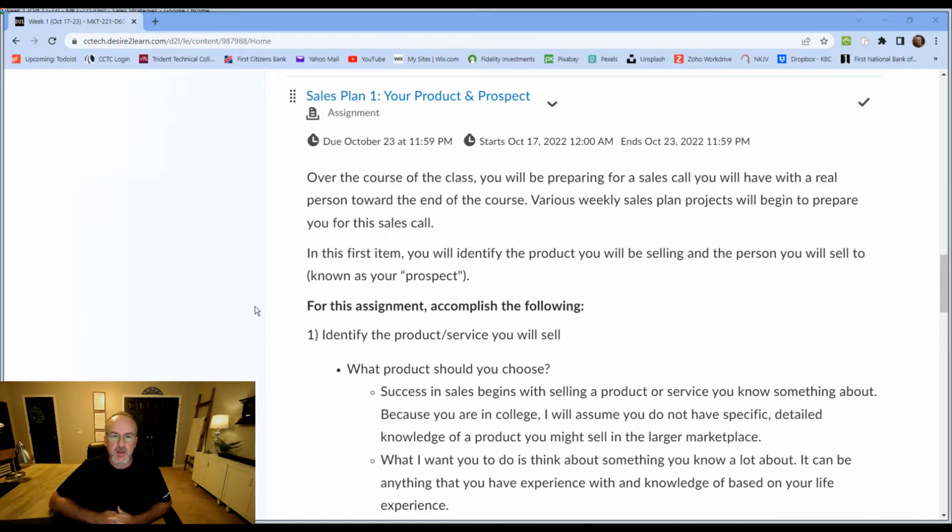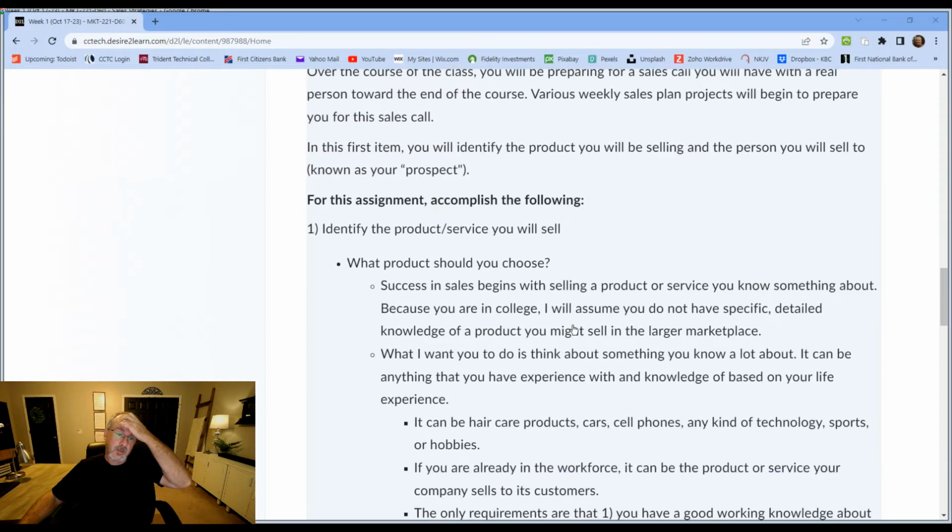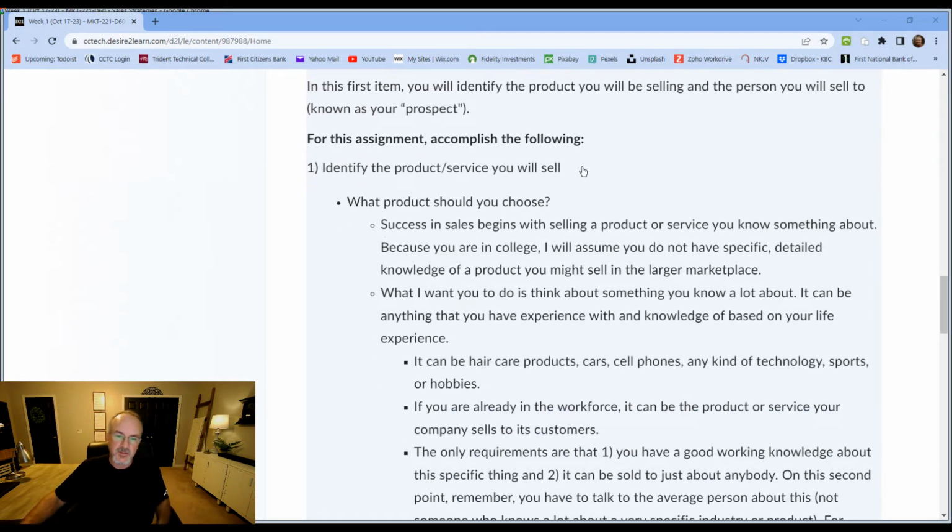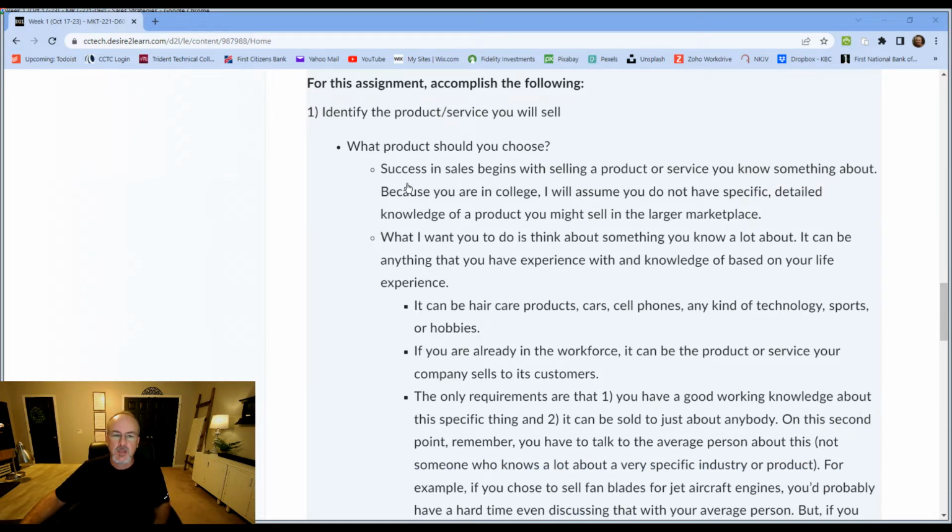activity, Sales Plan 1, I want you to think about the product that you're going to try to sell and the prospect that you're going to try to sell to. Who is it that you want to talk to? So let's walk through this very quickly here. For this assignment, accomplish the following. Identify the product or service you will sell. What product should you choose?